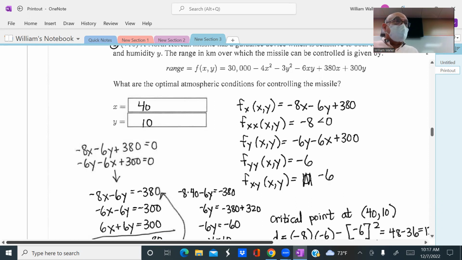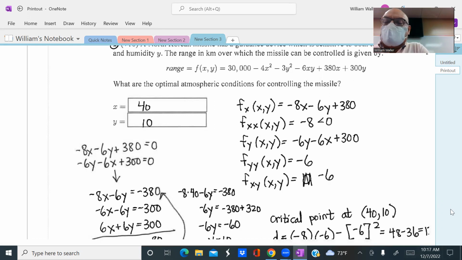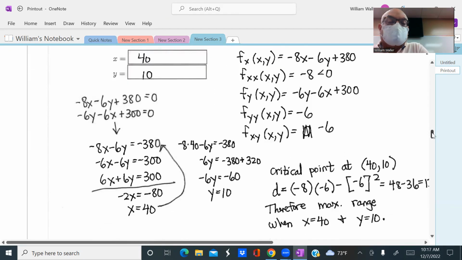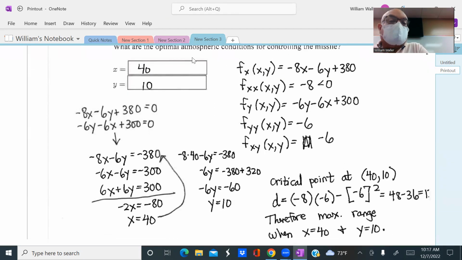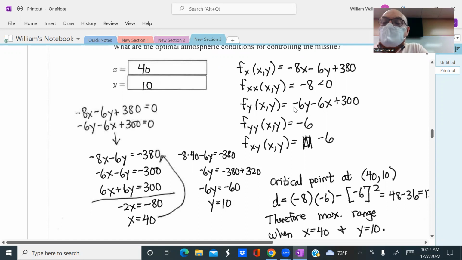If D comes out to be 0, remember, that means that the test failed. So you have to resort to some other method to figure out if you have a maximum or a minimum. This is what people left off sometimes and lost points on. They forgot to actually go through the second partial derivative test to demonstrate that you have a maximum when x is 40 and y is 10.